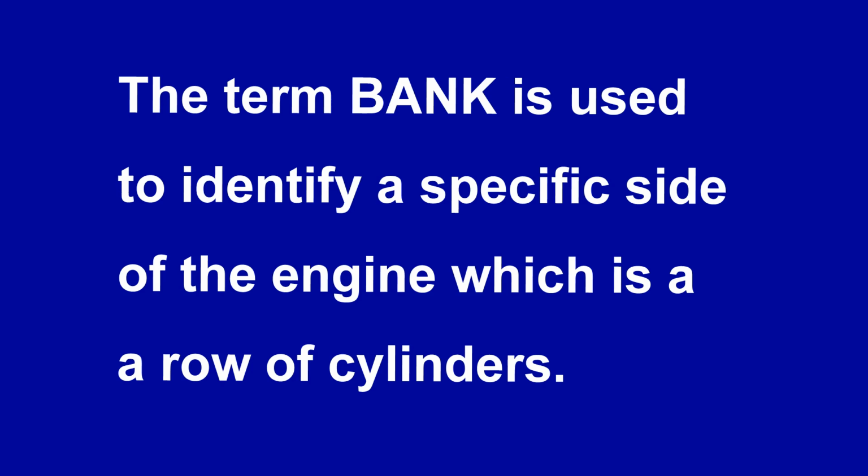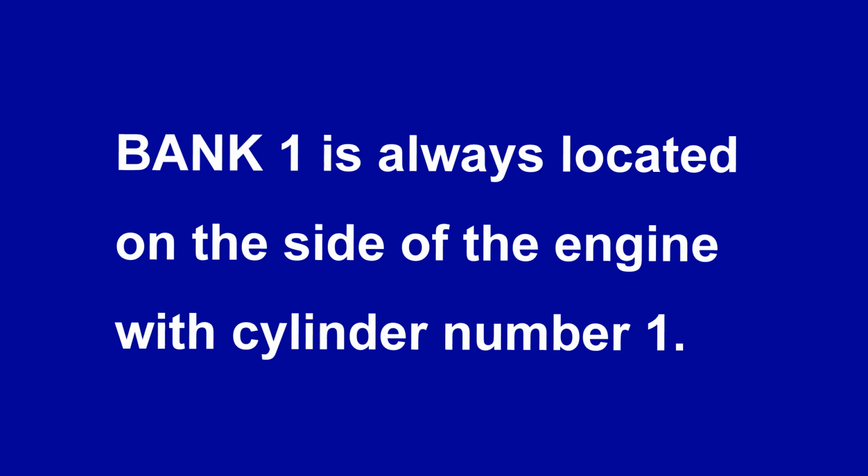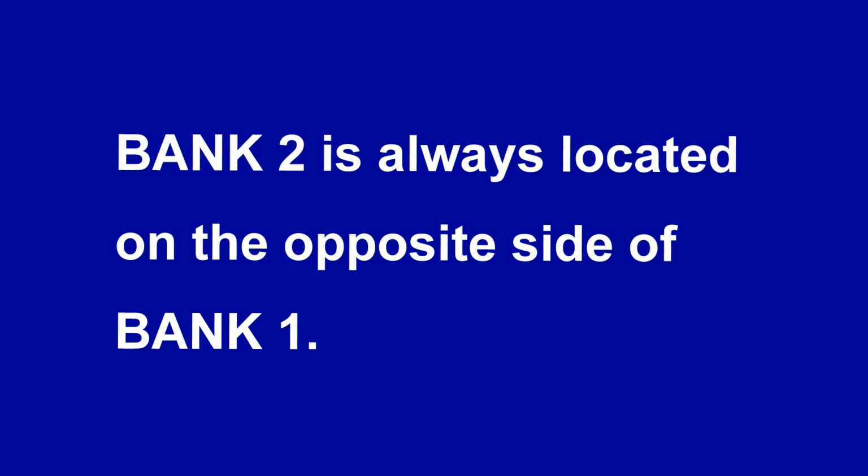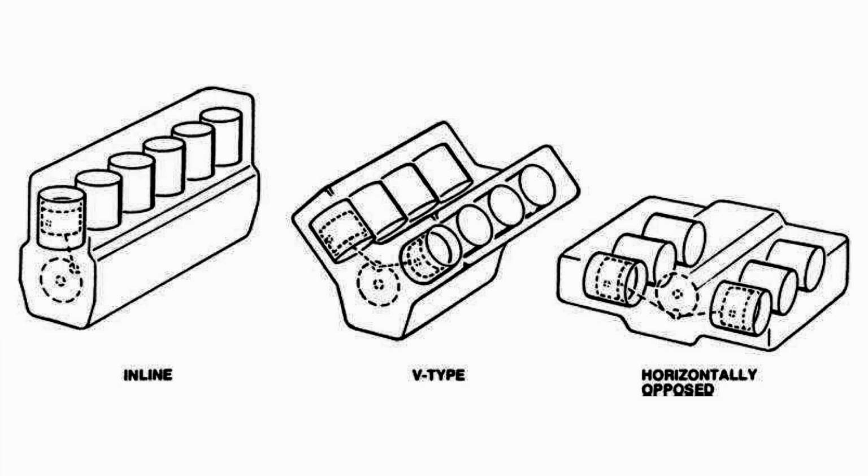Let's take a look. The term bank is used to identify a specific side of the engine, which is a row of cylinders. Bank 1 is always located on the side of the engine with cylinder number 1. Cylinder number 1 is always located at the front or the most forward cylinder on the engine. Bank 2 is always located on the opposite side of Bank 1. This applies to inline, V-type, and horizontally opposed engines.